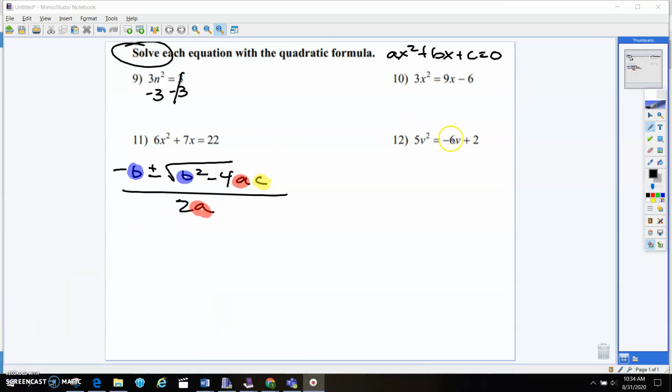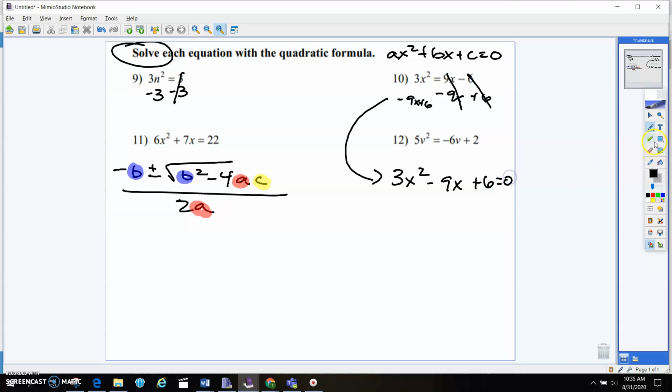All right, so on number 10, we want to make sure that it's in standard form first. So we're going to move everything to one side. So we're going to subtract 9x and add 6. And again, you can move this to the other side if it makes you feel comfortable. I personally don't like having an a term that is negative. That's just my prerogative. Okay, so I'm going to have 3x squared minus 9x plus 6 equals 0. I'm going to identify my a, b, and c, and then I'm going to plug it into the formula.